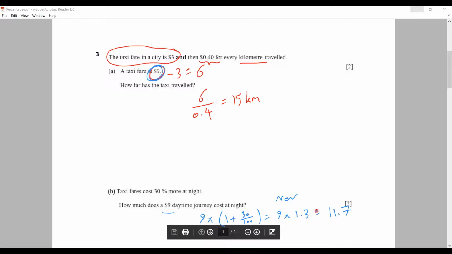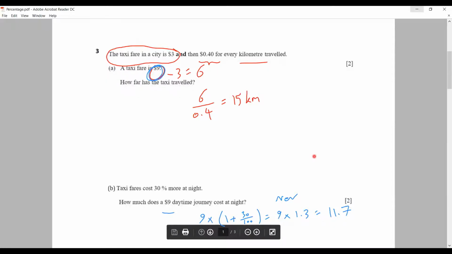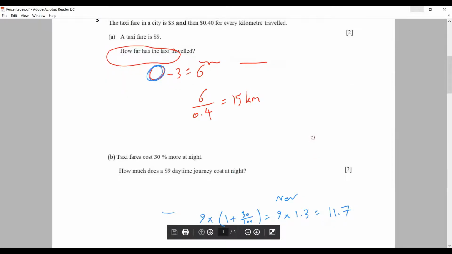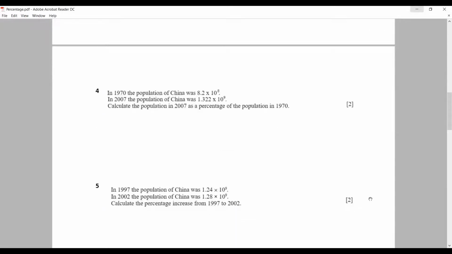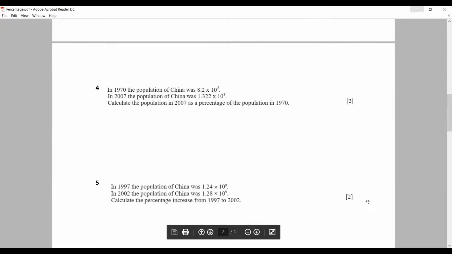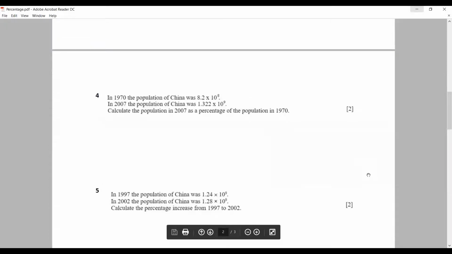But this is easier. You just do everything at once and you get the answer, right? So moving on to question number 4. So 4 and 5 are similar. However, there is a slight change. You will see why I chose these questions. So let's do 4 together.